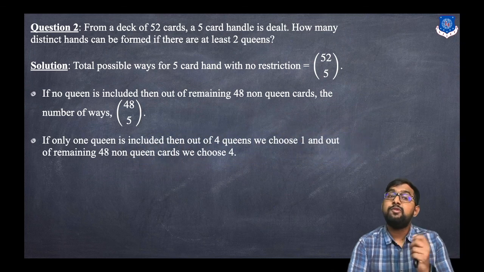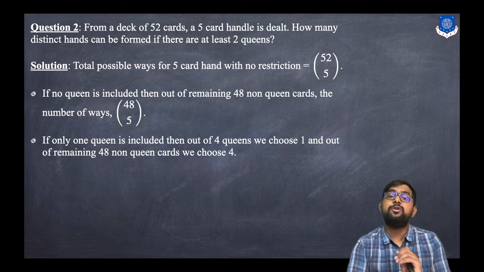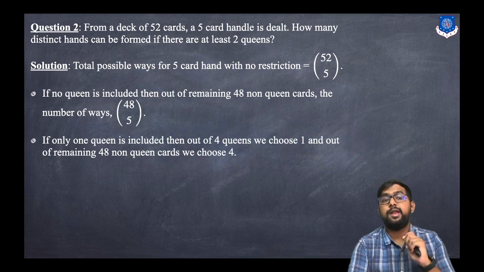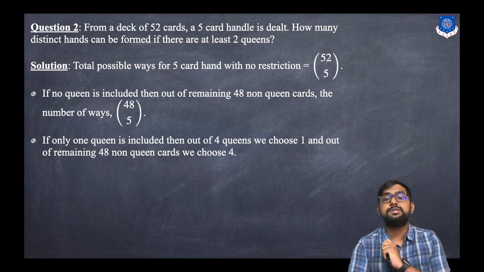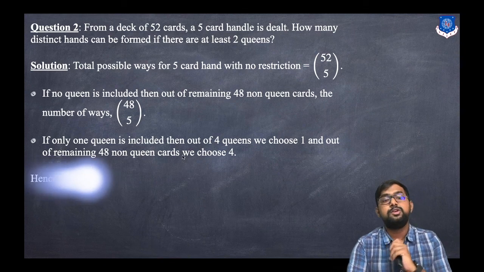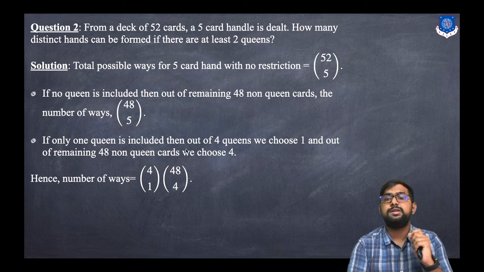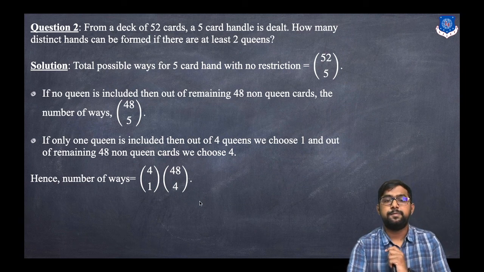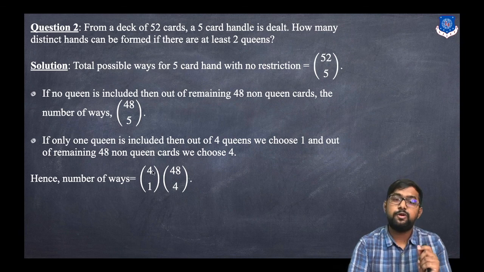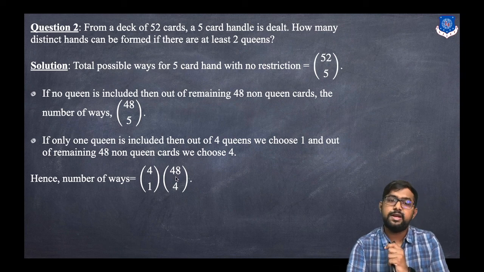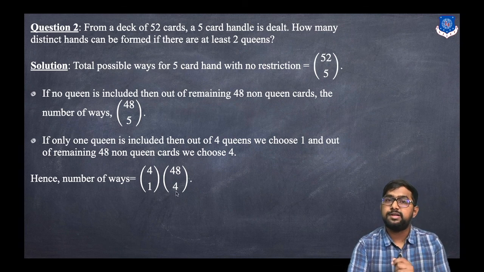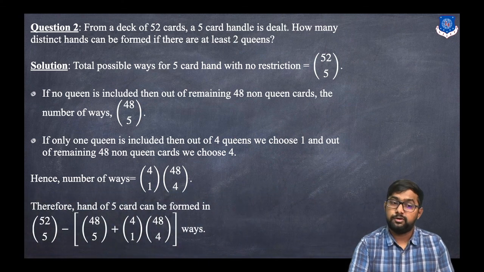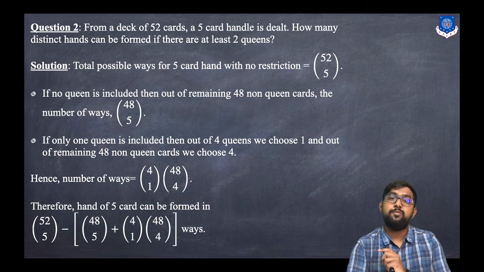Now if only one queen is included, then out of 4 queens we choose one, and out of the remaining 48 we choose 4 cards. So what will be the number of cases? That means 4C1 into 48C4, because the queens are total 4 and the remaining cards are 48. So 4C1 and 48C4. Therefore the hand of 5 cards can be formed in how many ways?